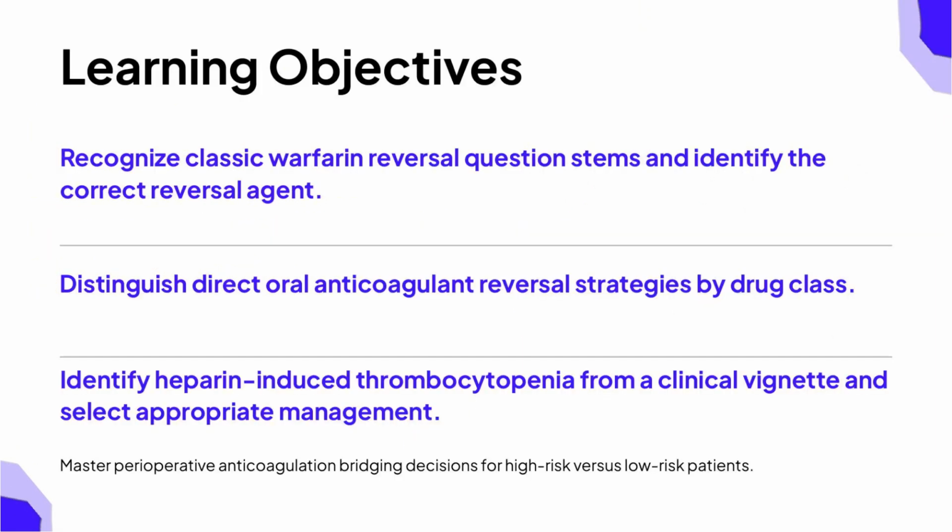Here are our learning objectives for this session. We want you to walk away being able to recognize the classic question stems for Warfarin management and reversal scenarios. You need to know when and how to reverse each anticoagulant. You should be able to distinguish between heparin-induced thrombocytopenia and other causes of low platelets in a hospitalized patient. And critically, you need to master perioperative bridging decisions, because these show up constantly on board exams.